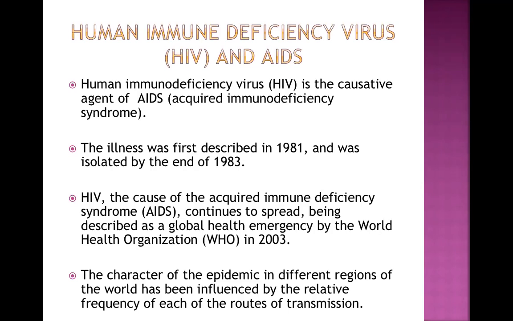This illness was not that very ancient or old. It was first described in 1981, not that long ago. And the virus was first isolated by the end of 1983. So these are important landmarks for us, 1981 and 1983. The illness was first described in 1981 and the virus was isolated in 1983. By the end of 2003, WHO or World Health Organization has declared this disease as global health emergency.